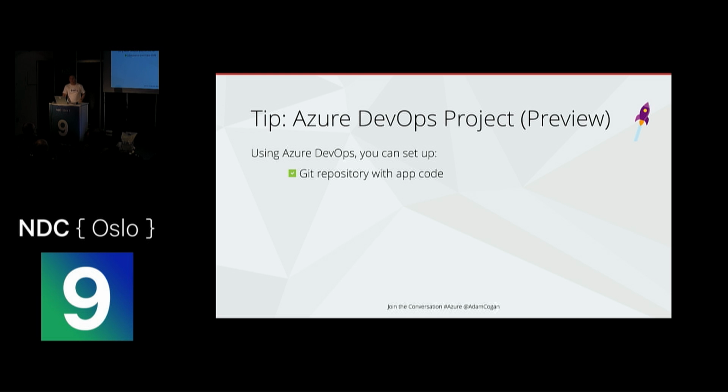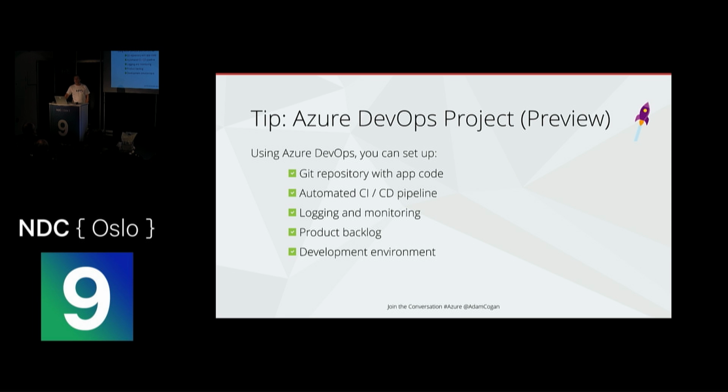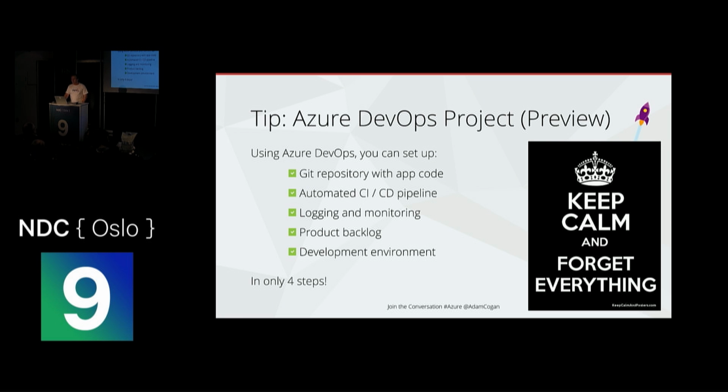Great. So we've got this DevOps project. It'll create a Git repository. It'll automate your CI and CD pipeline. All your logging and monitoring is set up, and your product backlog is done. So let's do this. Four steps to do this. You ready? So what I do want you to understand is everything I just did before was wrong, okay? I was just showing that to you. That is not the way you should create a project, okay?